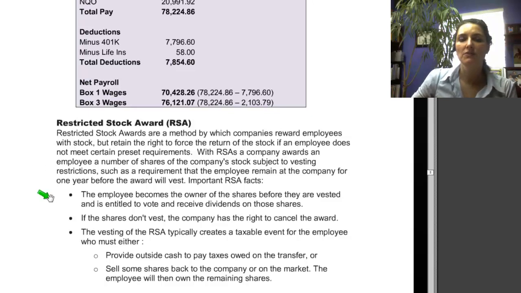The employee becomes the owner of the shares before they are vested and is entitled to vote and receive dividends on those shares. But if the shares don't vest, the company has the right to cancel the award. The vesting of the RSA typically creates a taxable event for the employee who must either provide outside cash to pay taxes owed on the transfer or sell some shares back to the company or on the market. The employee will then own the remaining shares.